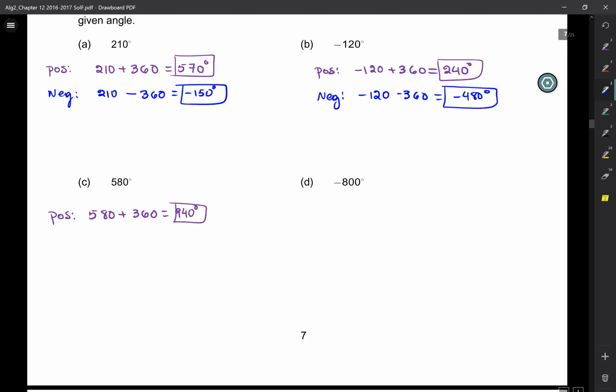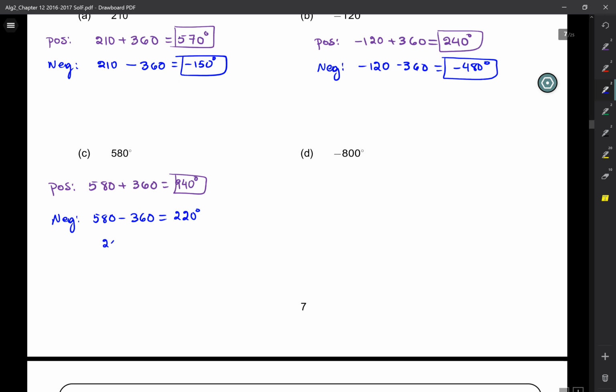For the negative one, let's do 580 minus 360. What does that give you? 220. Is that enough? No, that is not a negative angle. So now I have to go one more time. 220 minus 360, how much is that? Negative 140. Now, that is my negative coterminal angle.